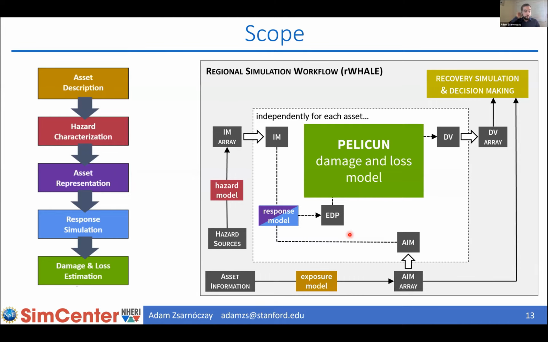I will talk about both approaches in the next step, but first let's look under the hood of Pelicun and see what happens in there. How do we get from intensity measures or EDPs to decision variables? What are the components that we need there?